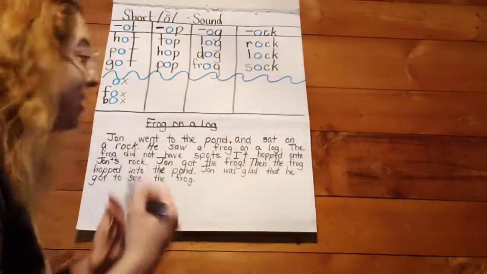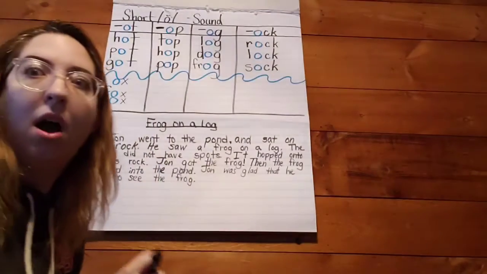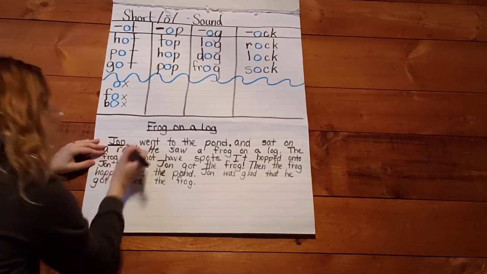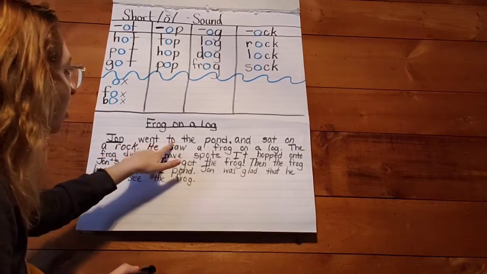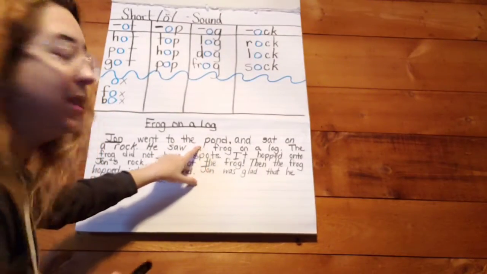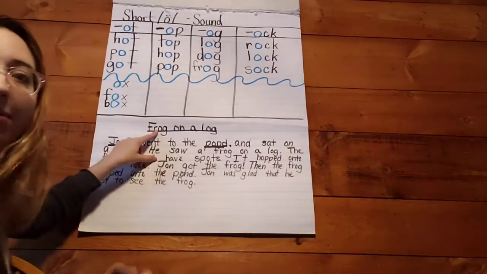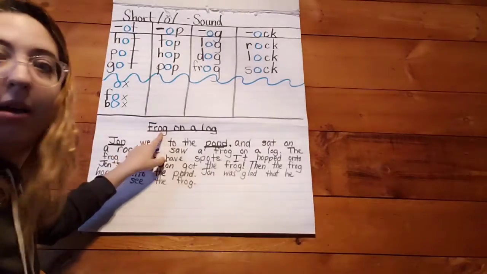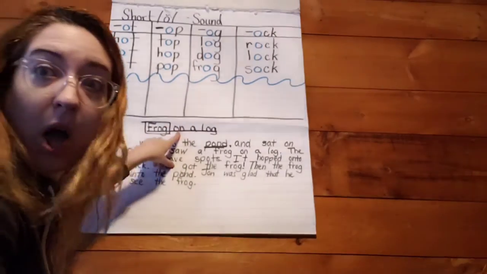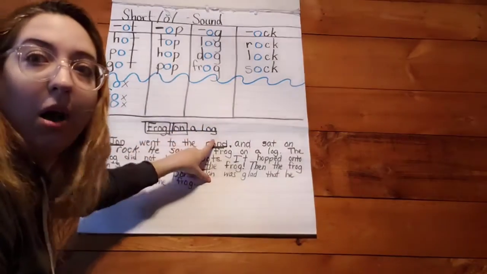So if I did the first sentence, I'm looking for words that have ah. So the first word, John, ah. I hear it, so I would mark that word, underline it. John went to the pond. On, pond. That's a short O word. So I would underline that word. Even in the title, frog. Ooh, that's the one. Frog. On, that's one. A log.